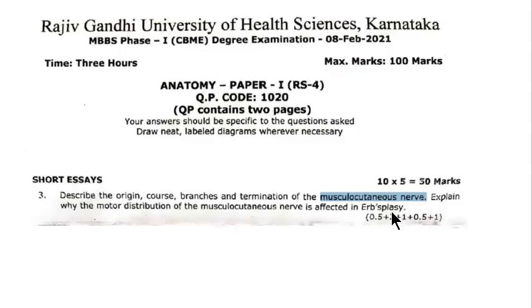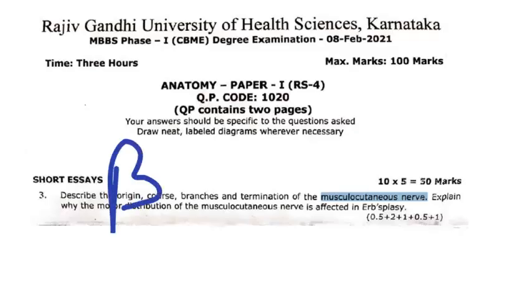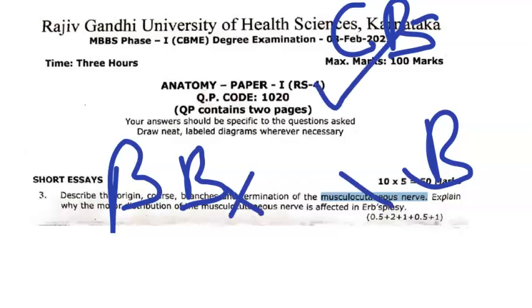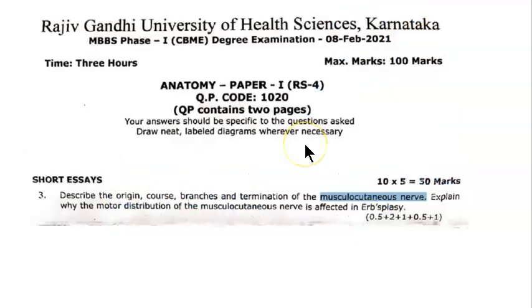In this, which muscles are affected? Biceps brachii and brachialis are affected. Coracobrachialis is not affected because it also has C7 supplying it. So coracobrachialis is saved, and these two are affected. But in Erb's palsy, a lot of other muscles are also affected. If you have more time, you can write that.